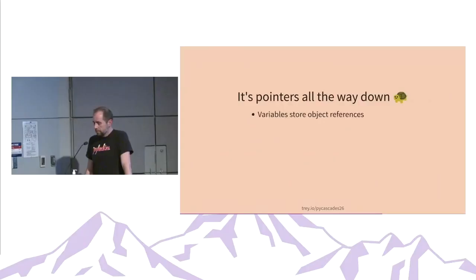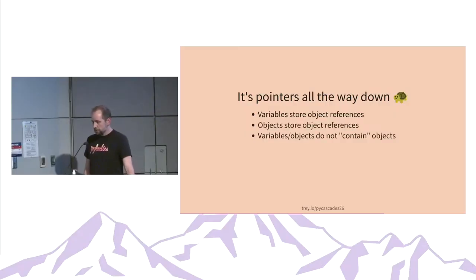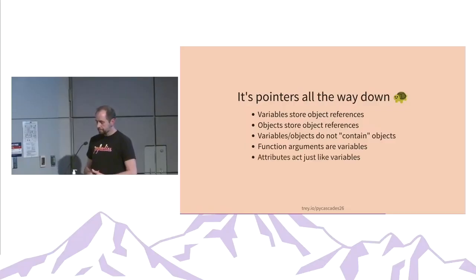In summary, variables store references to objects, and objects can store references to other objects. But objects can't contain objects, and neither can variables. Also, function arguments are just variables, and so are attributes.